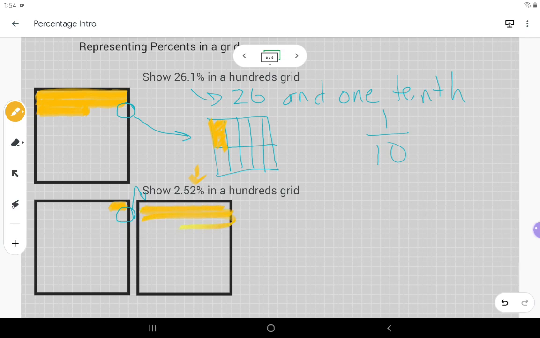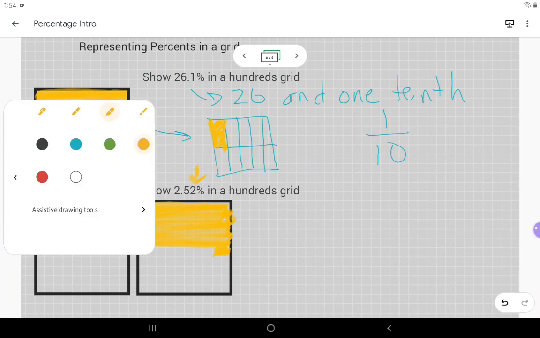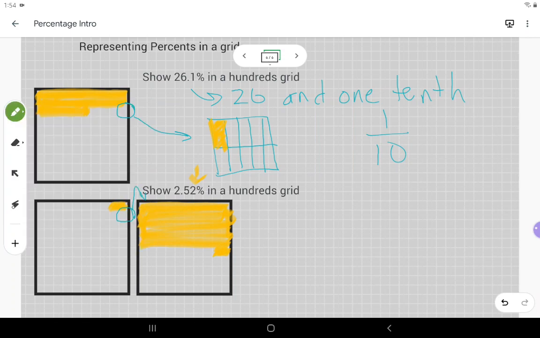So this is not a percent. This one here is zooming in on one of my small percent squares, and I'm going to color in 52 of them. Okay, so if I look, my 2% is here, and the 0.52% is here. That's what we've colored in. Okay, so that's how we represent percentages in hundreds grids.